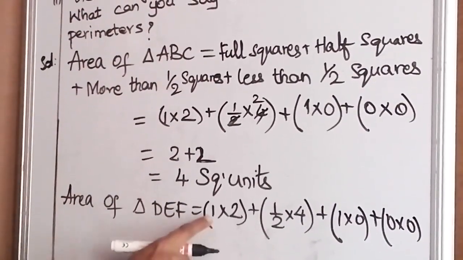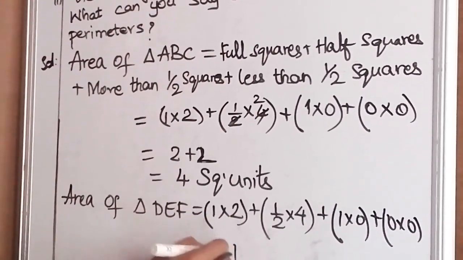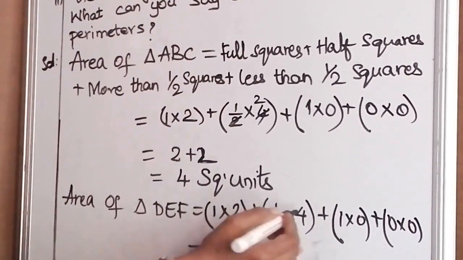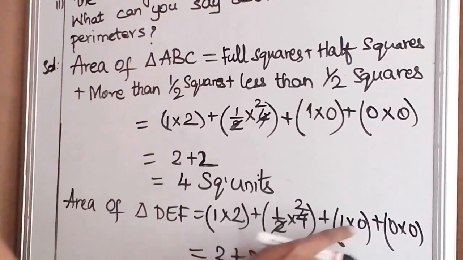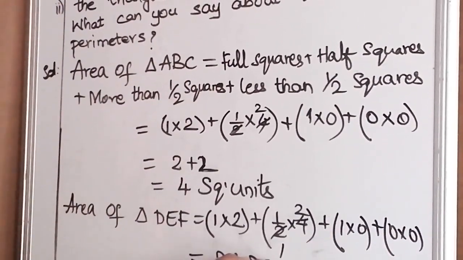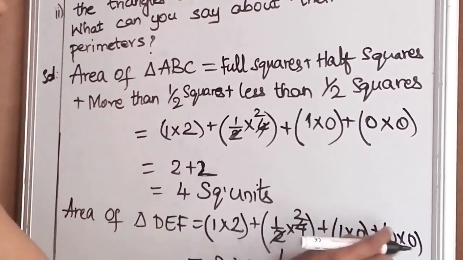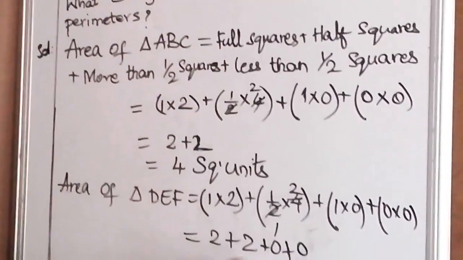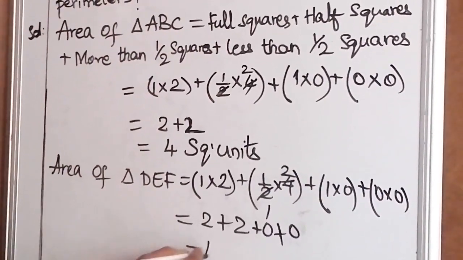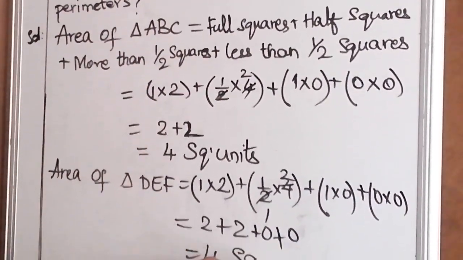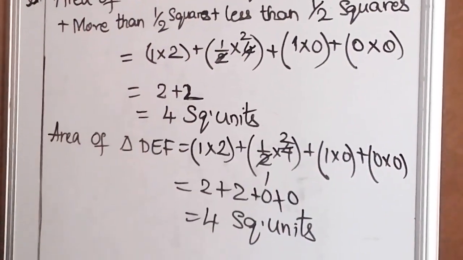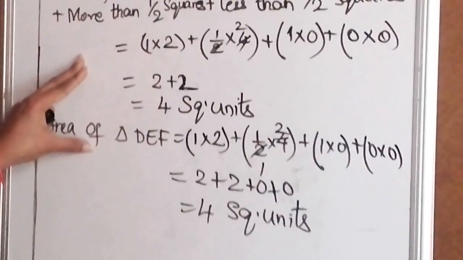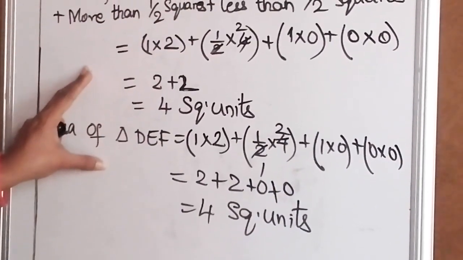So this is equal to 1 2s are 2. This cancel. 2 1s are 2, 2 2s are 4. So 2 is left. 1 into 0 is 0. So plus 0 plus 0 into 0 is 0. So 2 plus 2 is 4. So this is 4 square units. The condition that they gave was that the areas should be equal.